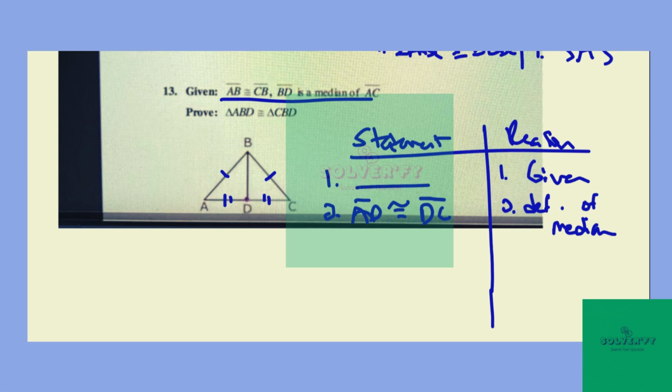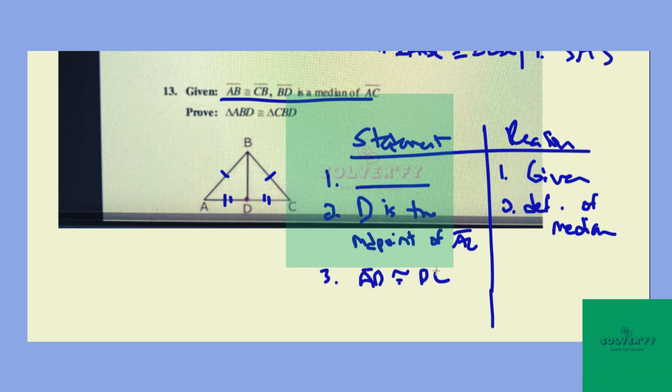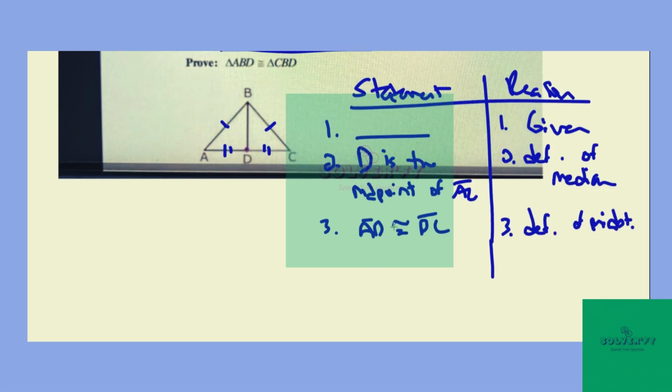You might need an extra step first. It depends on your textbook's definition of median, because you might need to say D is a midpoint of AC. And maybe that's what I'll do for you here, just that extra step to be careful. By the definition of median, D is the midpoint of AC. This might not be necessary, but then you would say AD is congruent to DC. This would be by definition of midpoint. Again, might all be irrelevant. You could just say these are congruent by the definition of median, possibly.